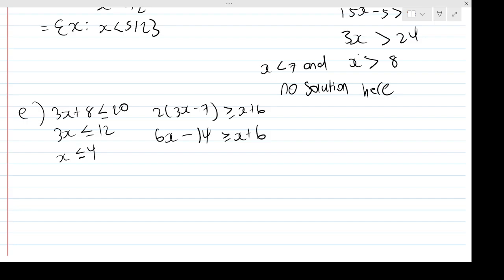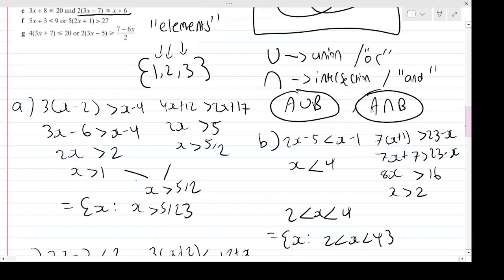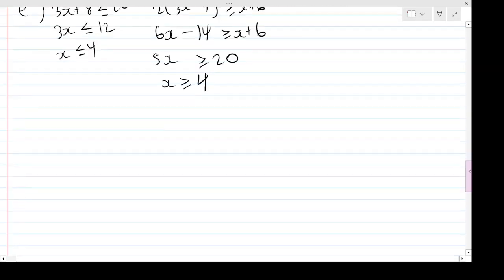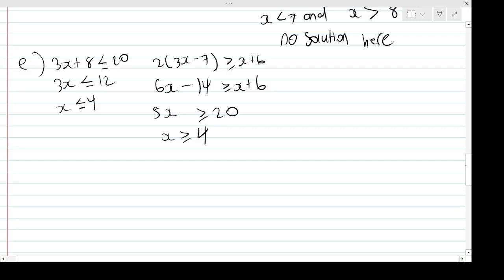Then I'm going to move the x to the other side, so take away x to get 5x, and then I'm going to add the 14 to get greater than or equal to 20. That means x is greater than or equal to 4. Okay, and it's saying 'and' again. So it has to be a solution to both inequalities, so we need to combine both of them. Look at the overlap. So x has to be less than or equal to 4, but also x has to be greater than or equal to 4. Well, the only overlap is x equal to 4, isn't it?